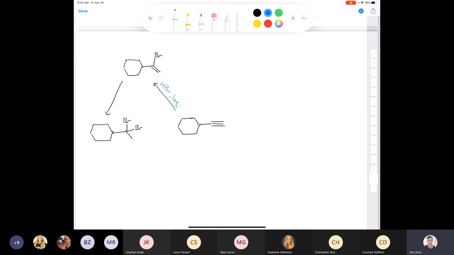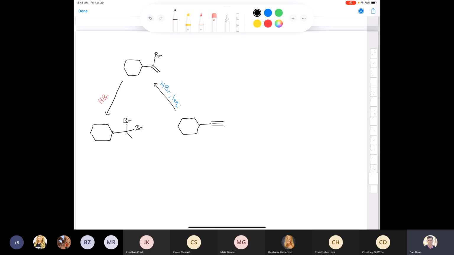Right, if you want to add another molecule of HBr across that double bond, what are you going to say? Now you can just write HBr. You don't have to be as specific about the one equivalent because even if you had excess, nothing else is going to happen. So you can just write HBr.